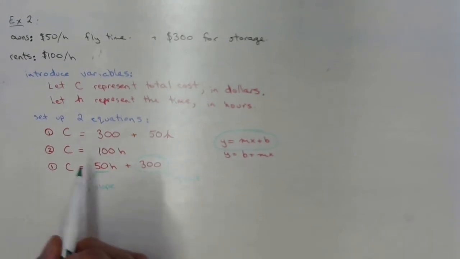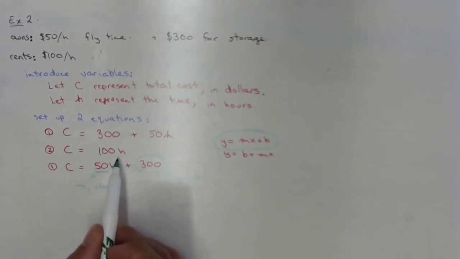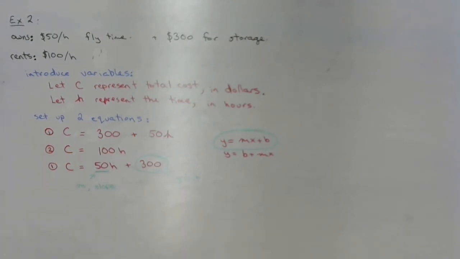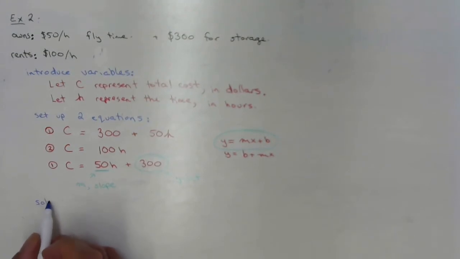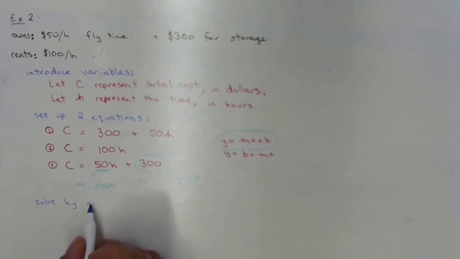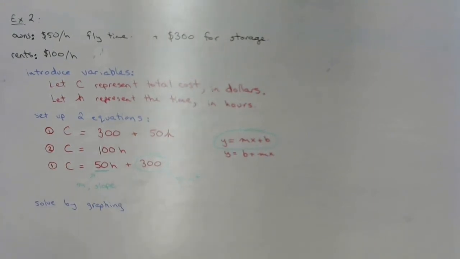In that month, renting would be cheaper. Okay? But at some point, it's going to be more cost effective to own his own plane, and that's what we're here to figure out. That's the next step: solve. We're going to solve by graphing. Solving by graphing is by far the least efficient, least effective method. After this week, you will almost never use it again in your whole life. But for now, that's what you know. That's what we're going to use.